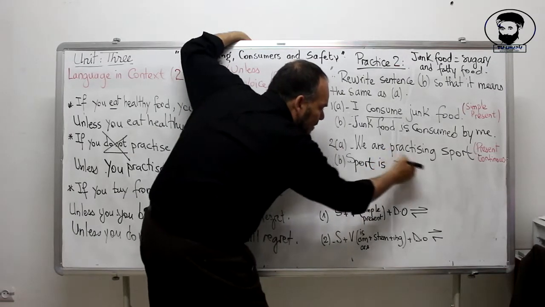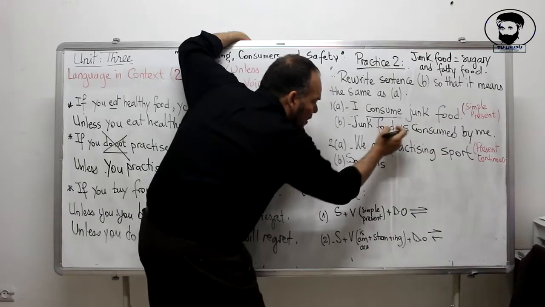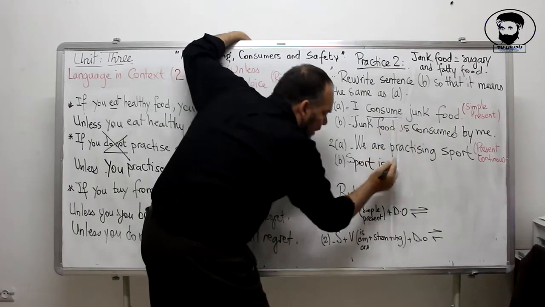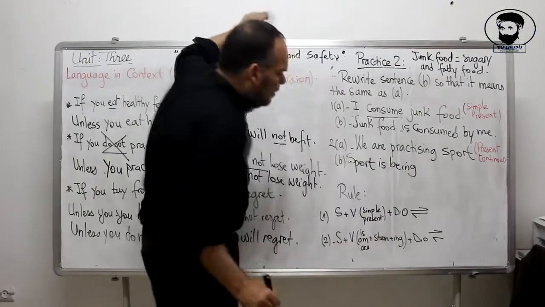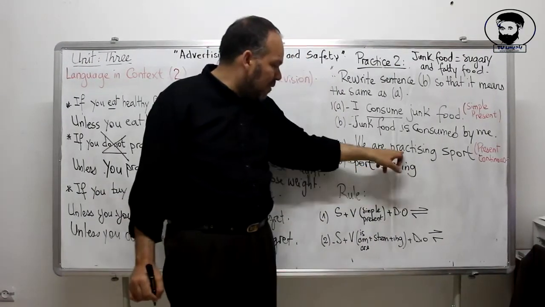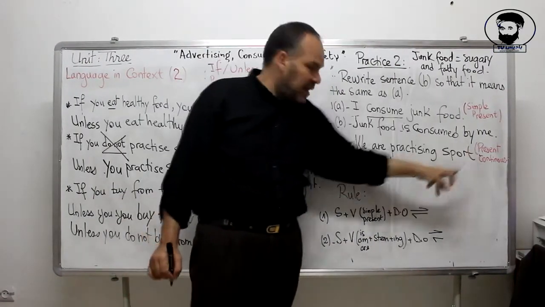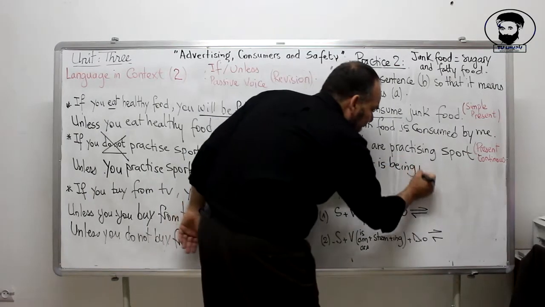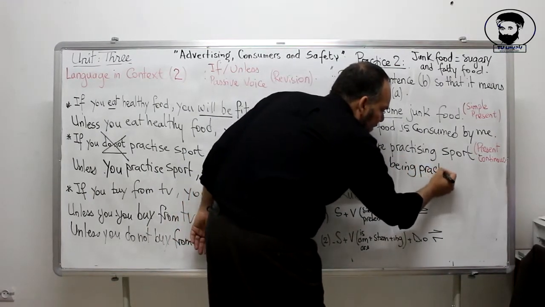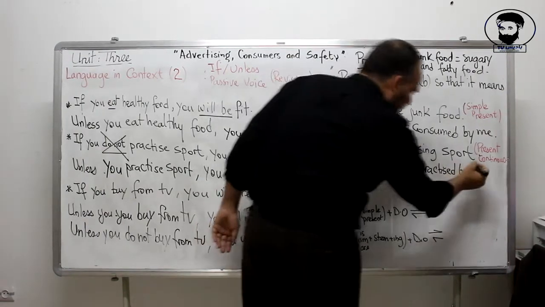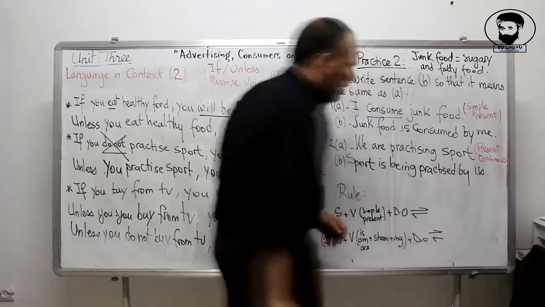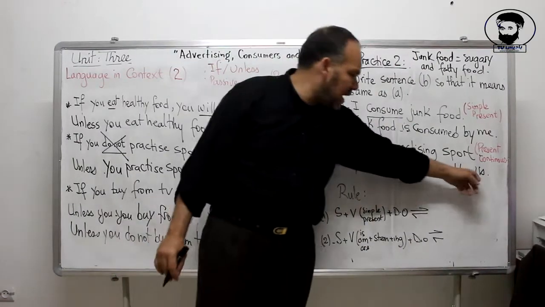Now, remember that the verb is in the ing form, so we must use the auxiliary is being. This is the continuous form. Is being what? Practiced. Practiced by, now we becomes us. So, sport is being practiced by us.